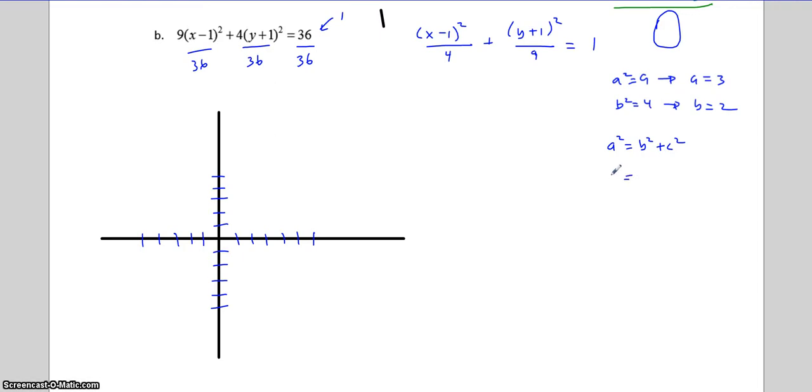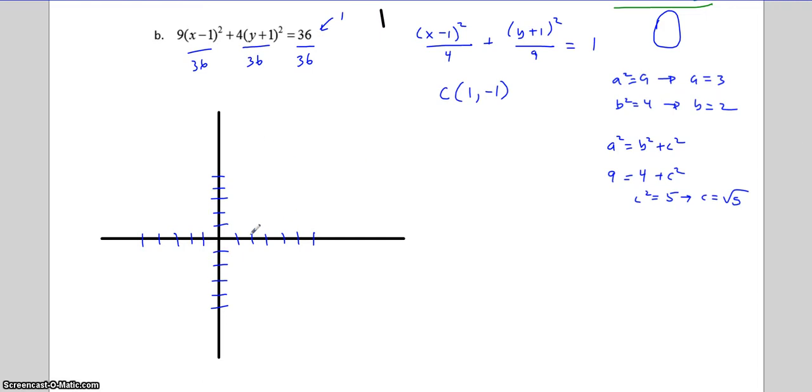Now we have everything we need to get there. A squared is 9, b squared is 4, plus c squared equals 5. So c is going to be root 5. We can glean our center off of here. The center is going to be just 1, negative 1. And let's go ahead and sketch.